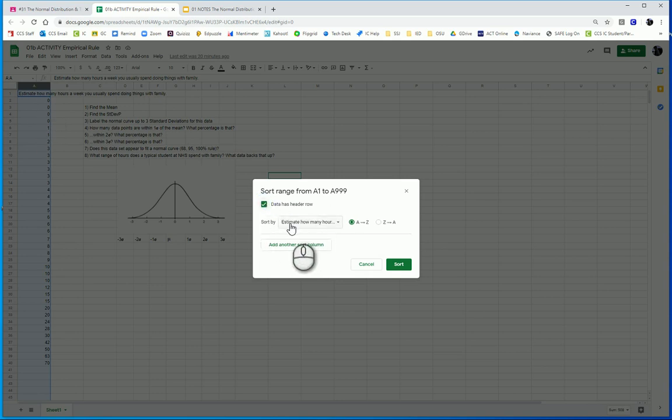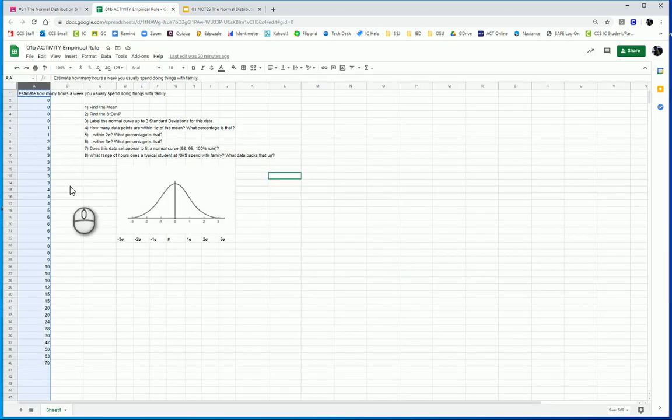Notice it automatically changes the sort by to the column name there. And A to Z means ascending from smallest to largest. Z to A means largest to smallest. So we want smallest to largest. Sort. And boom. Nothing changed because ours was already sorted. All right, so we want to find the mean. So here in cell L3, we're going to put the mean.